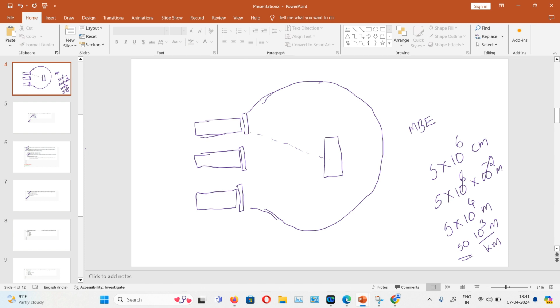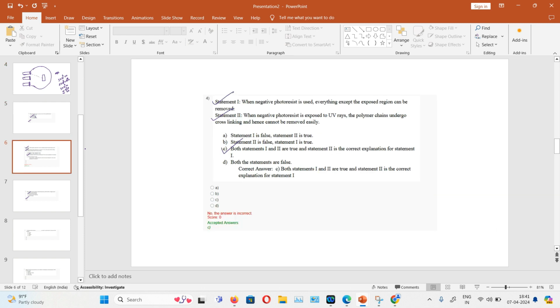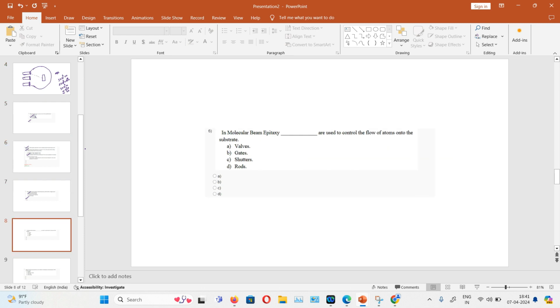That thing which closes the chamber is called a shutter. While opening the shutter, the molecules at high pressure are targeted towards the substrate at the molecule by molecule level at a high speed and get deposited on the substrate. So the mechanism used to open and close such that molecules can be released in molecular beam epitaxy is called shutters. So the answer is C, shutters.